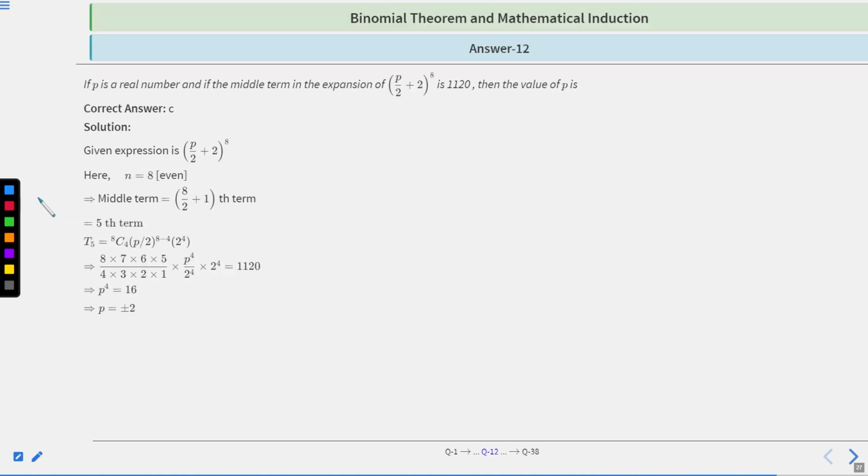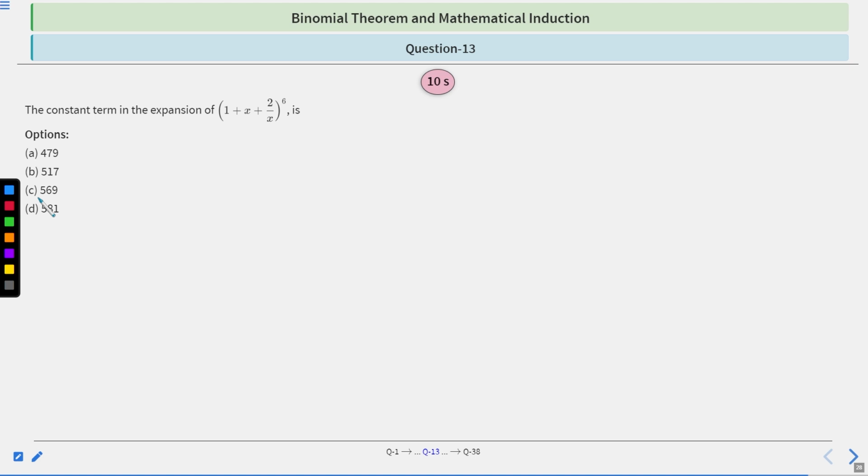Now let's discuss the next question, which is question number 13. It says the constant term in the expansion of 1 plus x plus 2 by x to the power 6 is. We have to find the constant term. So you have 10 seconds to solve this question. After 10 seconds, we will discuss the solution.